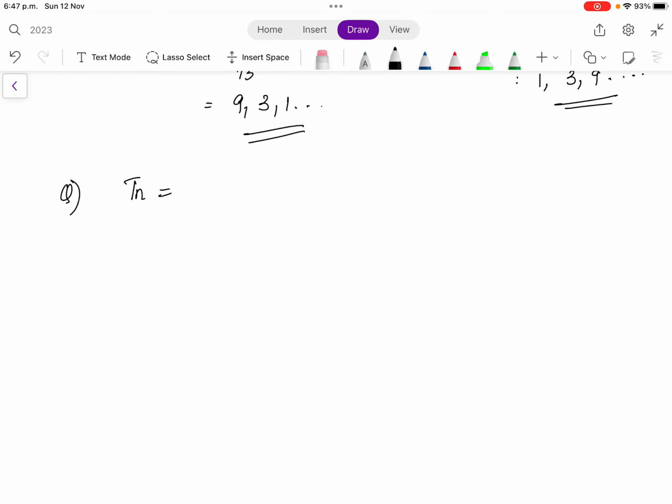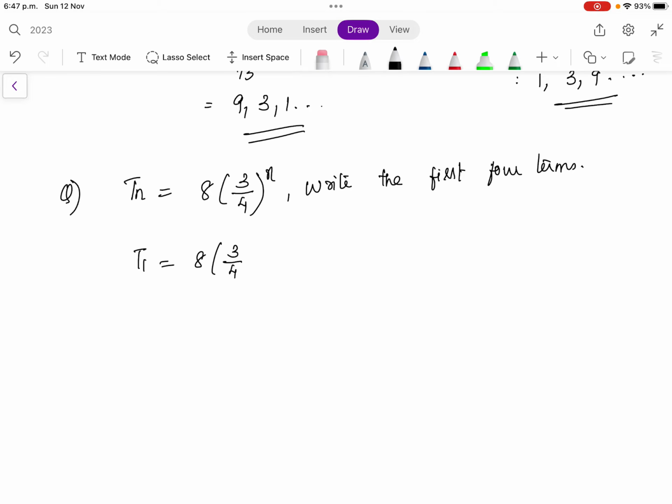Given Tn is equal to 8 into 3 over 4 to the power of n, write the first 4 terms. Okay, to work on this question, since it's given Tn, it is very easy. T1 is equal to 8 into 3 over 4 to the power of 1. So instead of n, you substitute 1, and then you put it into the calculator, simplify, and you will get the answer 6. For T2, you sub in n is equal to 2, and then you simplify it, you will get 9 over 2.